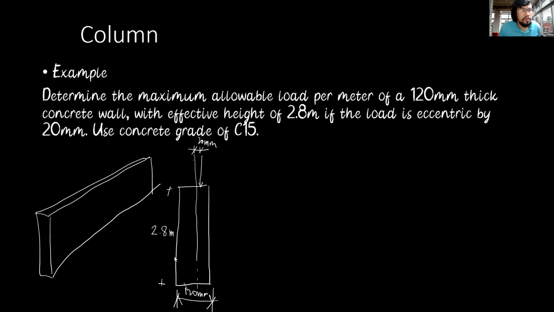Now to solve, we get the eccentricity ratio. Eccentricity ratio is equal to E over t, which is 20 millimeters over 120, and it's 0.167.